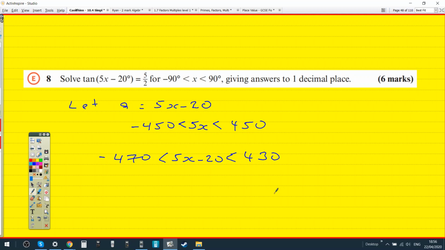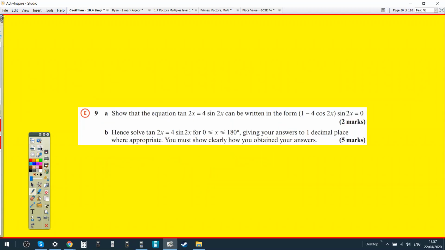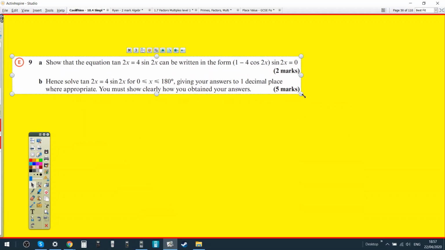That is how you do the range. So you go from x to 5x to 5x minus 20. Don't forget bidmas. And every other part of that, let me see, tan, every other part of that will be the same. I'll let you do that one on your own time. I just want to see this one. Any idea how you start this one? 9a.